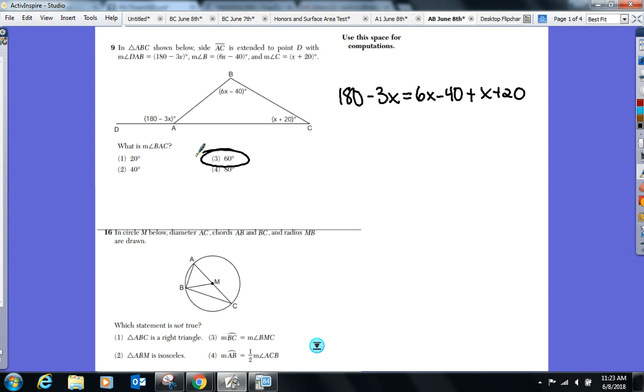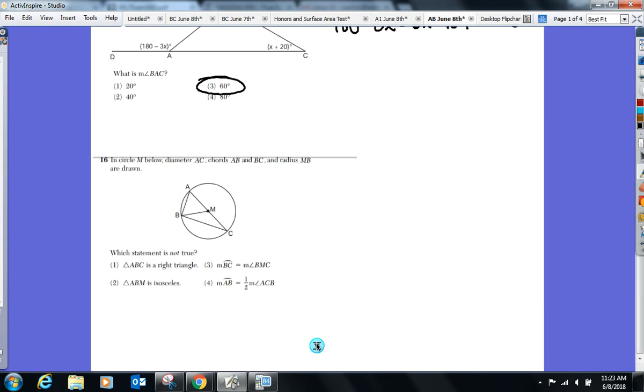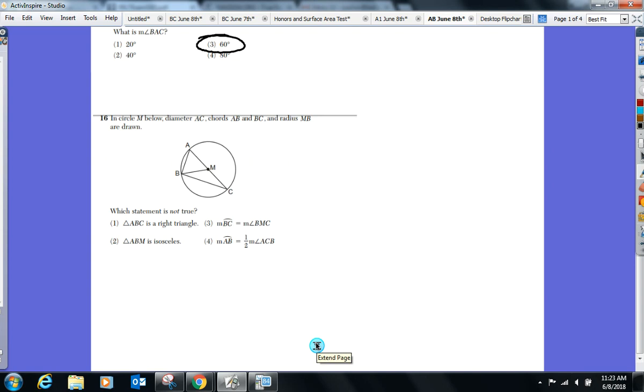All right, I want to go to 16 now. I know I've always said this, it was a rough unit, so try to get as many facts refreshed as we can. 16. Which statement is not true? You got AMC, they tell you is a diameter. They tell you MB is a radius. All right, let's go through each one with me.